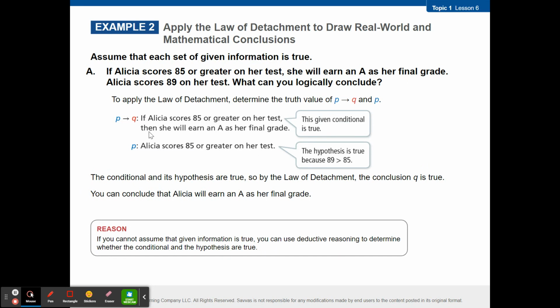Are we assuming the grading system, like that 85 isn't? We're not assuming that about the grading system. We're just saying, if she gets above that 85, she will get an A for the class, because you don't necessarily have to get an A on everything to get an A. Does that make sense? Good question. Any other questions?